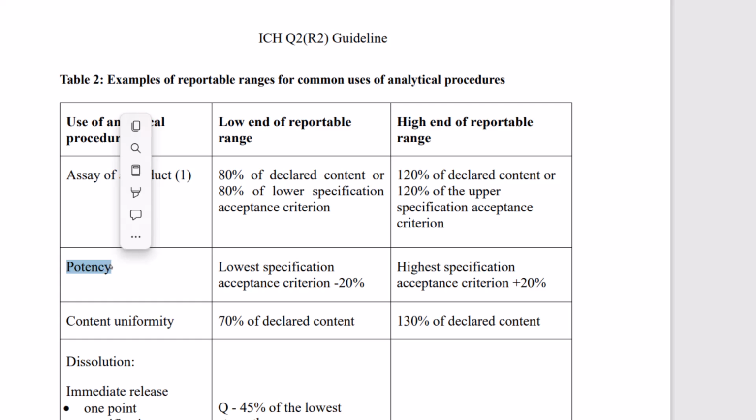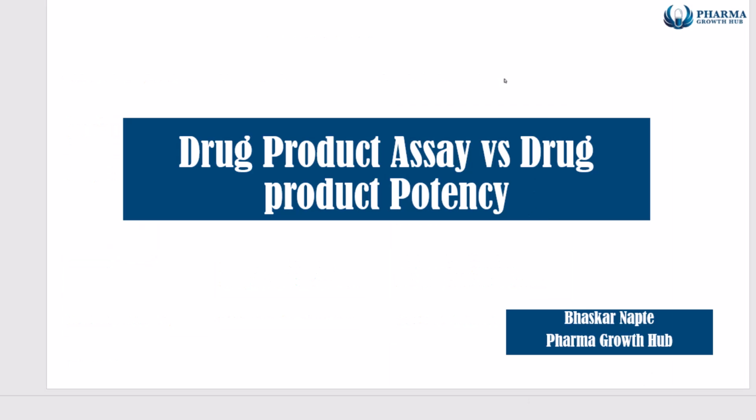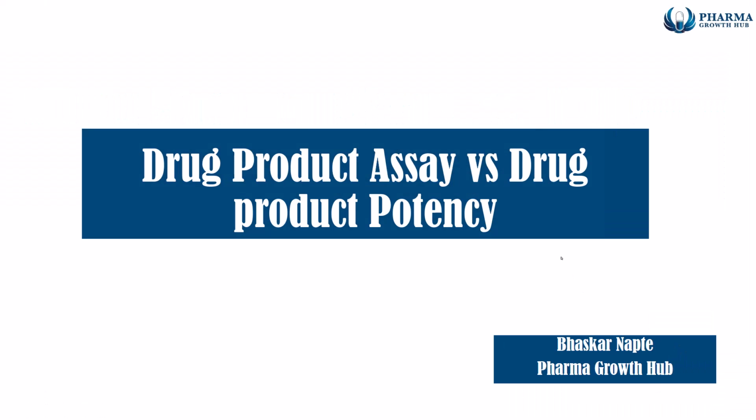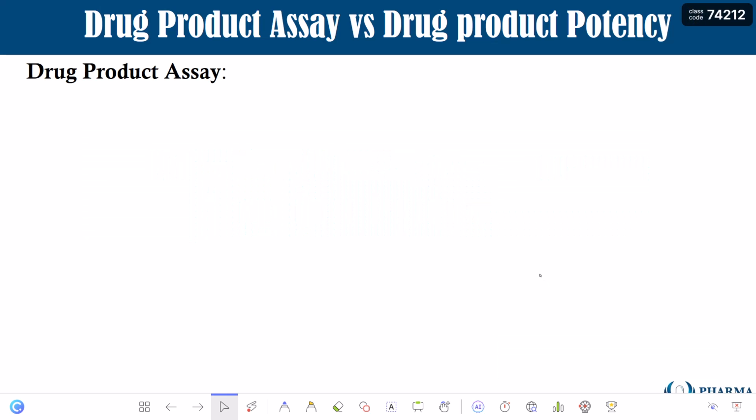And I'm also going to make a video on a reportable range for assay and the potency. I will give the link for the next video in the description below. So in case you want to understand the range that needs to be evaluated for drug product assay and drug product potency, please go through that video as well. So let us now begin with video number 1, where we'll talk about drug product assay and drug product potency. So what is the drug product assay?